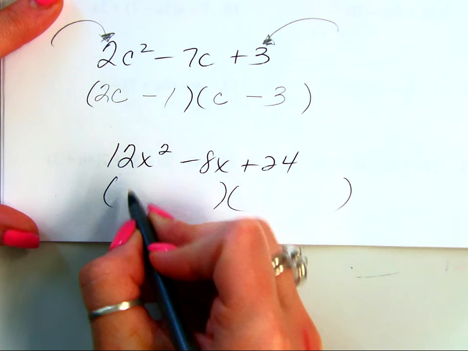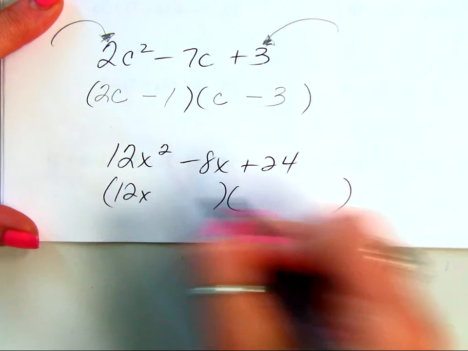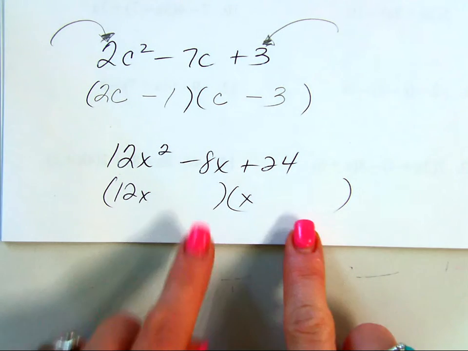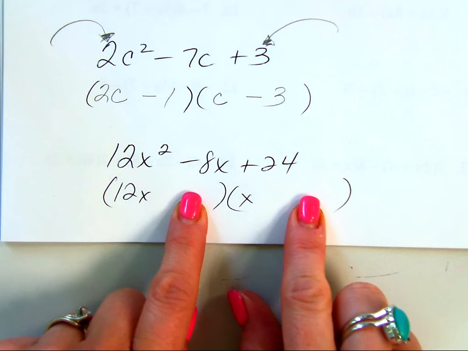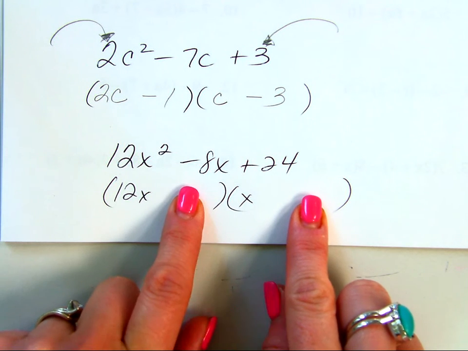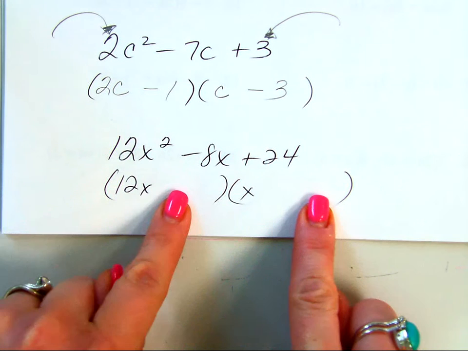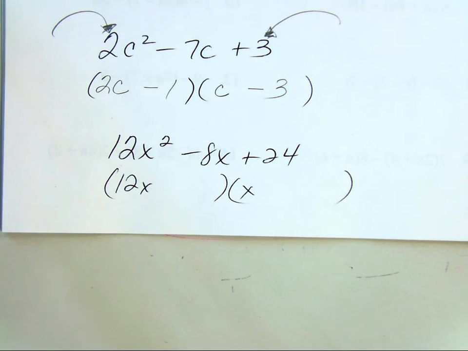Okay, let me just give you a little taste of what this could be. First of all, you could say 12x times x, right? And this technically could be 1 times 24 and 24 and 1. 2 and 12, and if that didn't work, 12 and 2. 3 and 8, 8 and 3. 4 and 6, 6 and 4. So I've done 5 trials, right? And what if none of those worked?